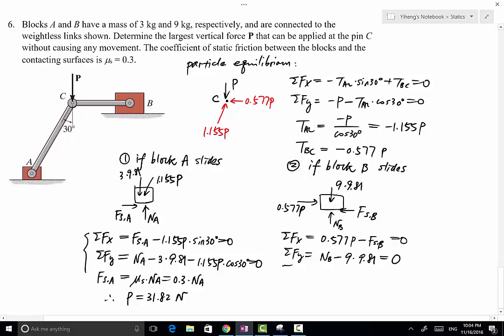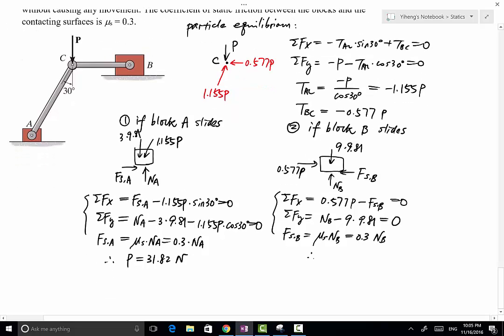Again, because sliding is about to occur, F_SB does equal mu_s N_B, which is 0.3 N_B. So again, 3 equations, 3 unknowns. From here, we can solve for P to be 45.9 newtons. Again, how do we interpret that? This is again the minimum force needed to cause block B to move, or the largest force that can be applied at pin C without causing block B to move.